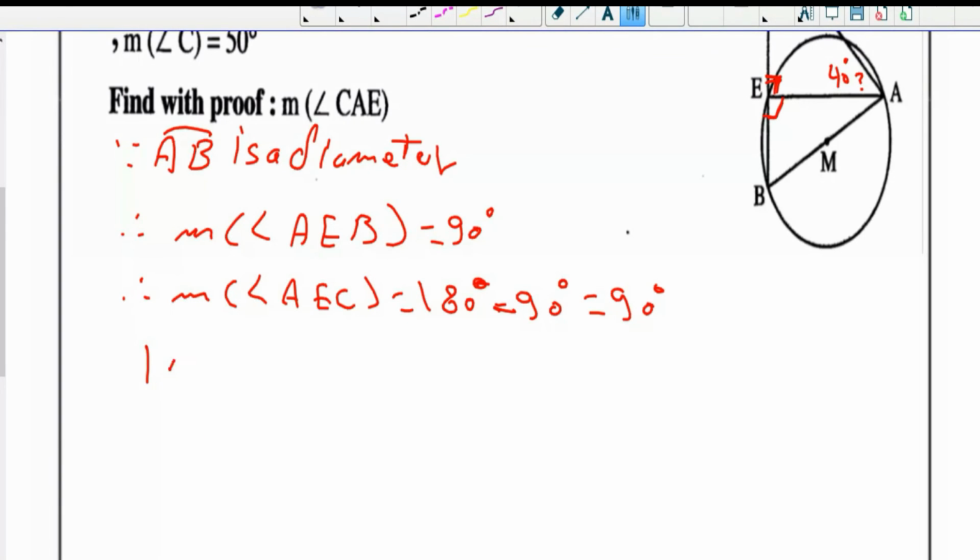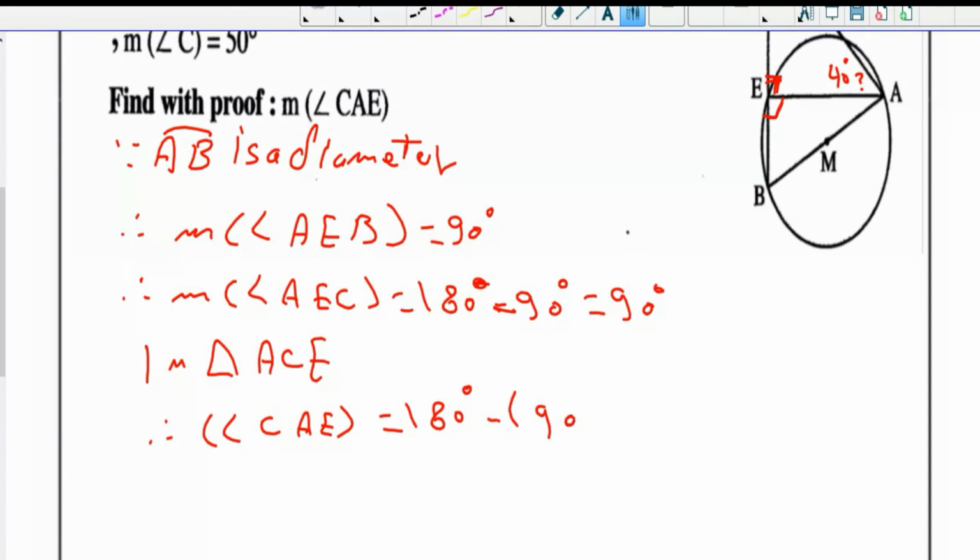So in triangle ACE, the measure of the third angle, the measure of the angle CAE, equals 180 minus (90 plus 50), which equals 40 degrees.